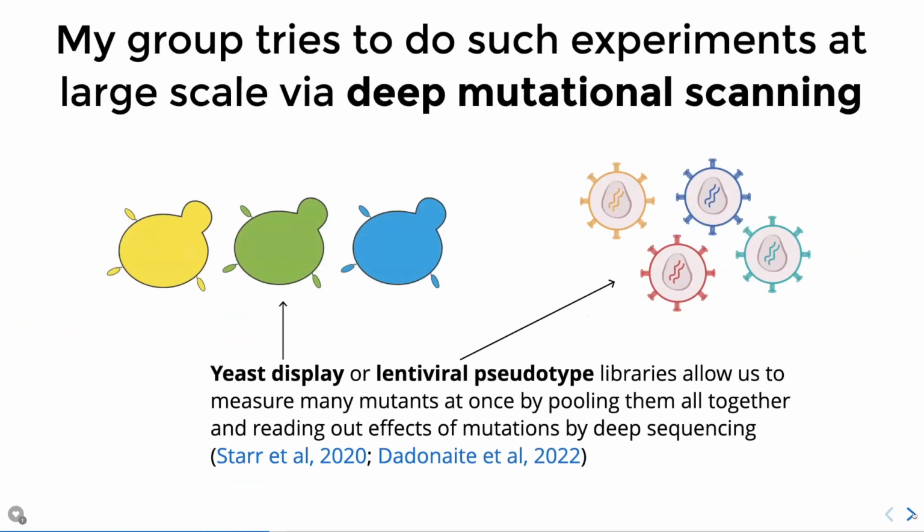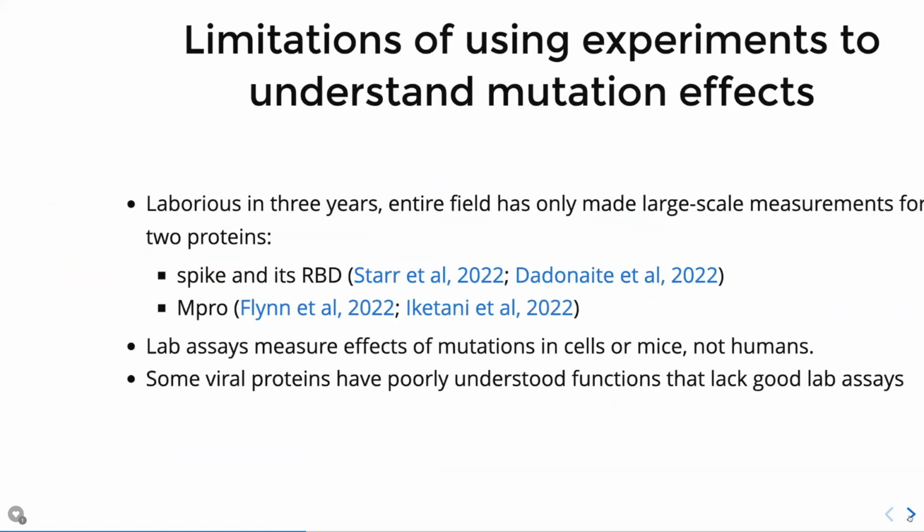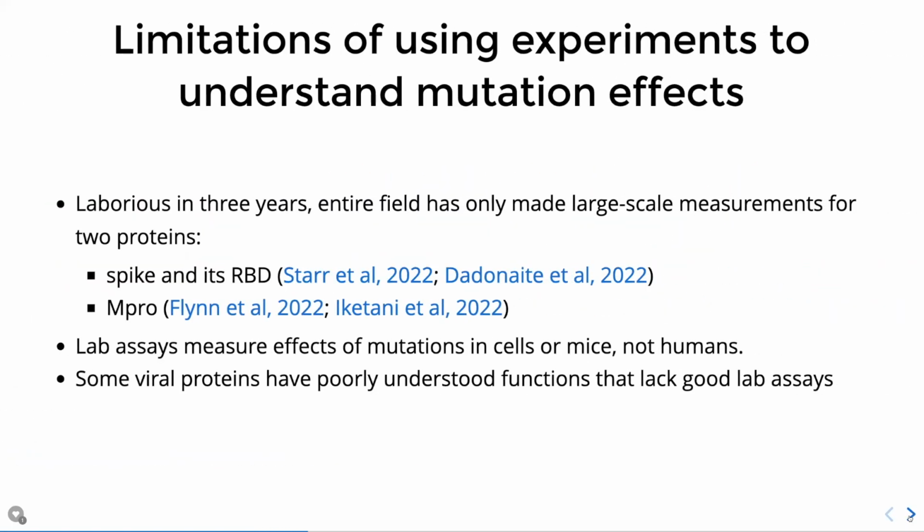Most of the work in my research group has centered around trying to do these experiments at very large scale via a technique called deep mutational scanning, where we essentially try to make measurements of the effects of mutations to viral proteins in very high throughput using techniques like yeast display or viral libraries. I certainly still think this experimental approach is very valuable. But I'd like to point out there are some limitations of using experiments to understand the effects of mutations to viral proteins. First of all, experiments are very laborious.